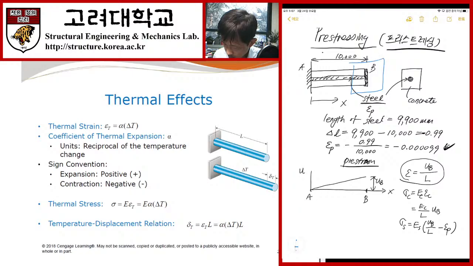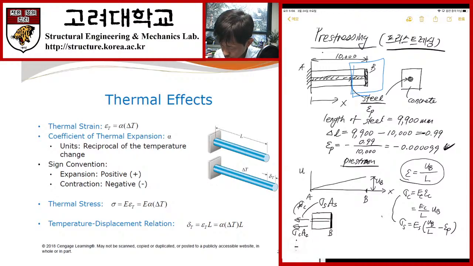Now let's check the free body diagram here. Then if you do that, we have the stress-free end at point B, and then we have two different sources of forces here. This is sigma c, the stress of concrete, times the cross-section area of concrete, and then the stress of steel times the cross-section area of steel. So of course, the sum of these two should be equal to 0.